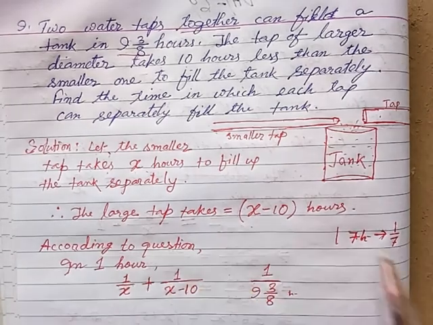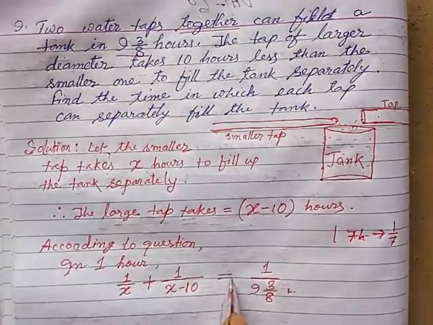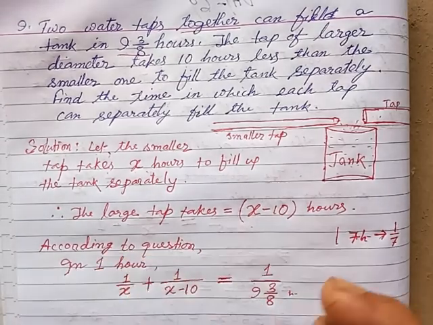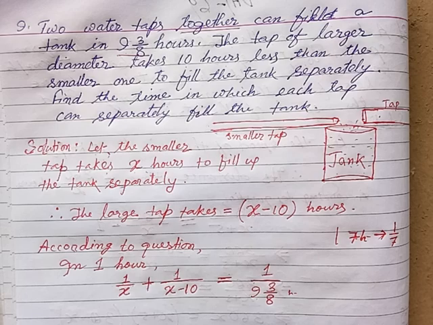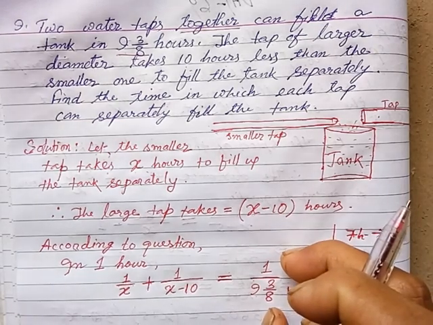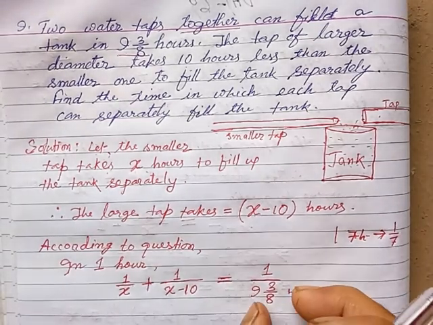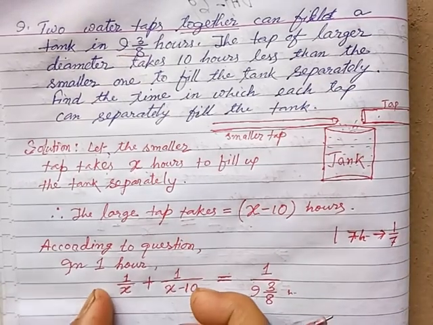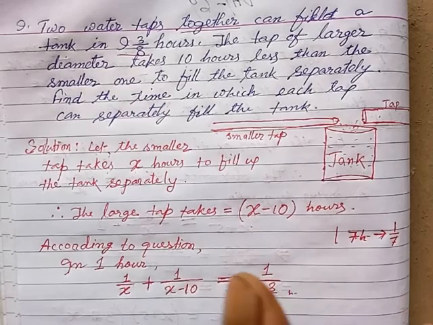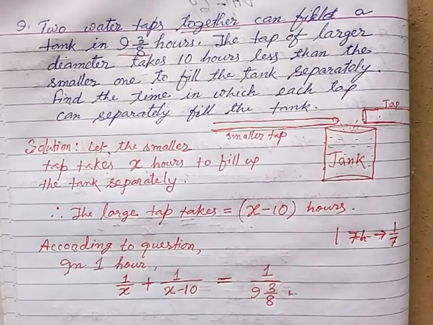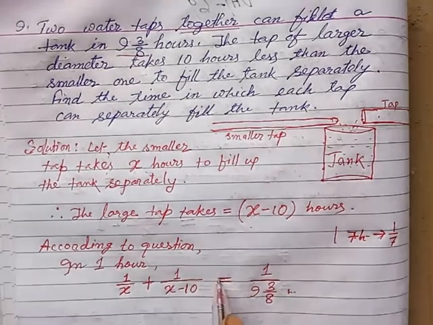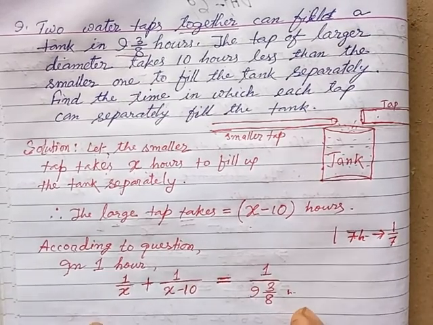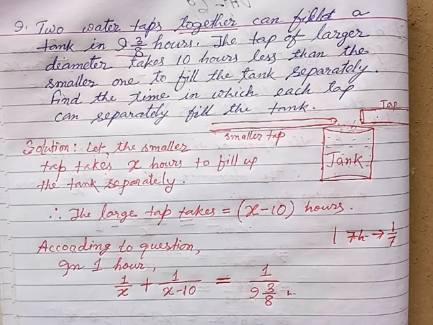So these two, here we can balance the equation. This is very important: same thing from a different ground. In 1 hour together, how much part can they fill? This much part. Same thing from different ways. That's why I wrote equal here. This is called balancing the equation. You have to understand these things. Okay.